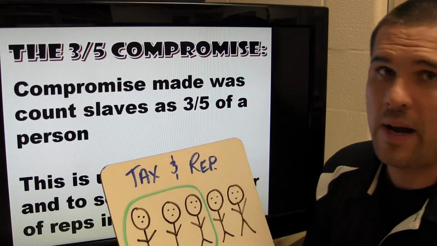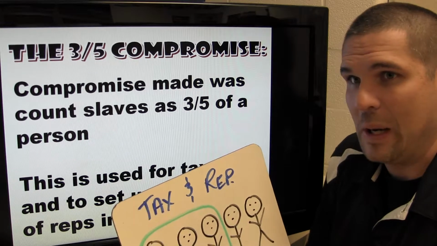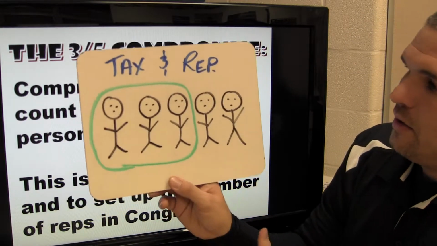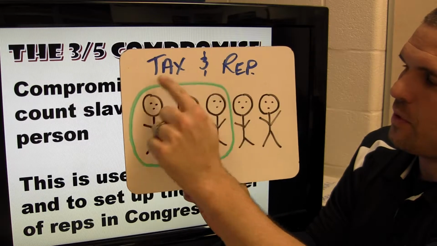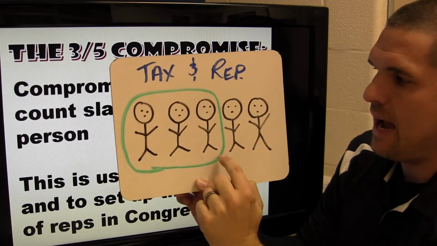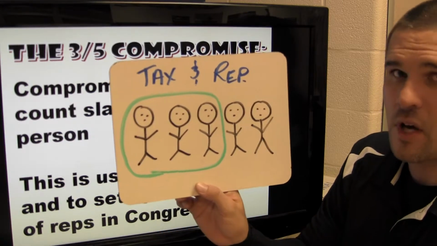So another way to think about it, instead of thinking of a person being broken down into 3 parts of 5 parts, you can look at it this way. For every 5 slaves, only 3 were going to be counted. Only 3 were going to be taxed. Only 3 were going to be counted for representation. This is why it's called the 3/5 compromise.